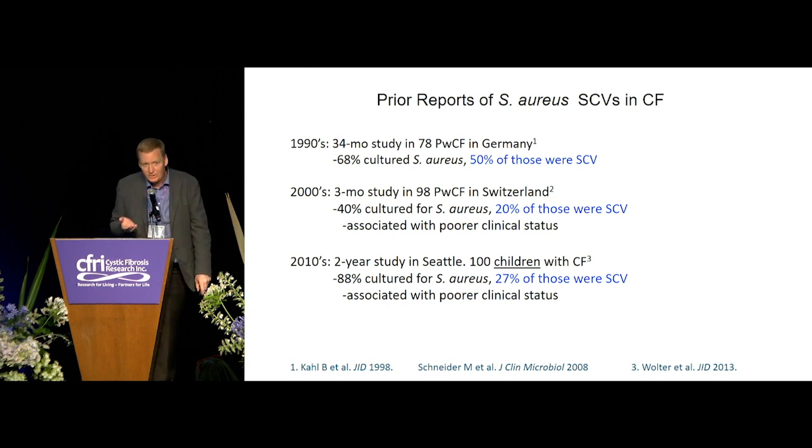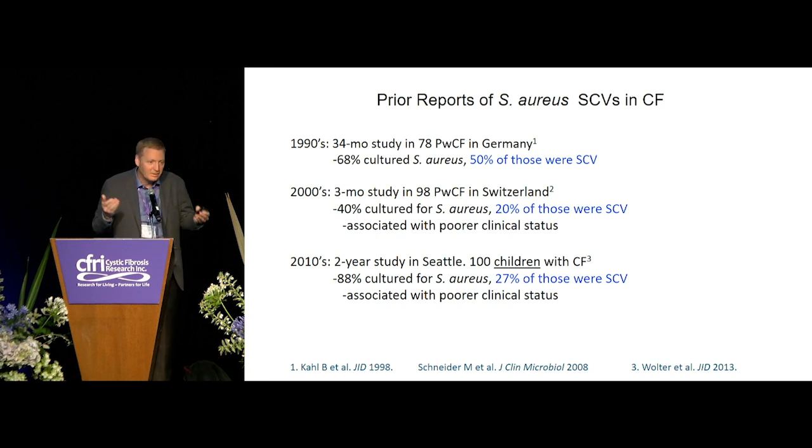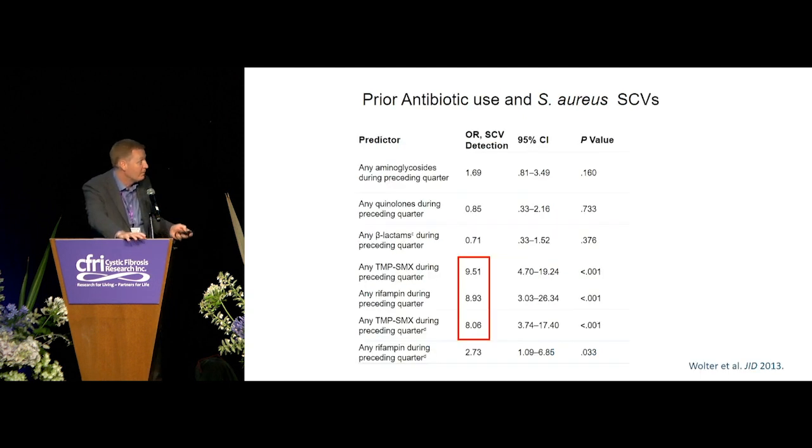It's important too that those who were growing these small colony variants weren't doing as well as our children who were not. So this is called an association. We can't attribute causality. We can't say that the small colony variants are making them worse, but we need to pay close attention to that and understand if that may be true.